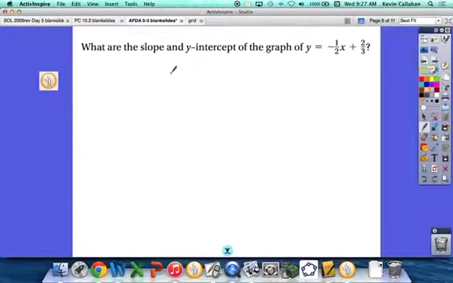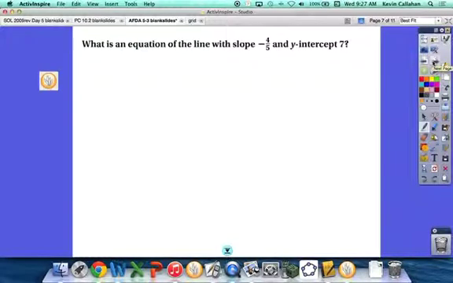How about this one? What is the m? -1/2. What is the slope? Or sorry, the y-intercept? 2/3. Do you think you can handle that kind of problem? Okay, the second kind: write an equation if you're given slope and y-intercept, right? Y equals mx plus b.